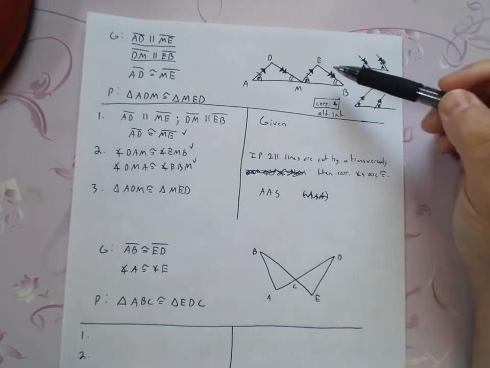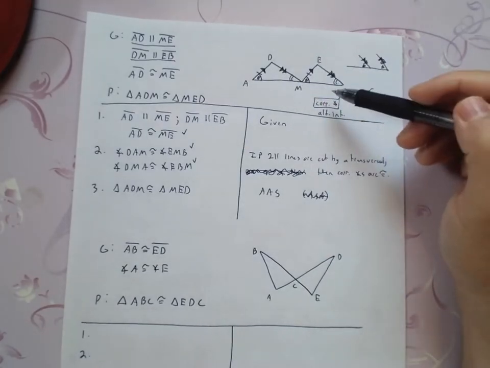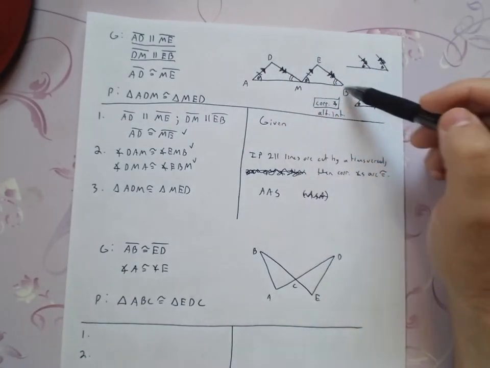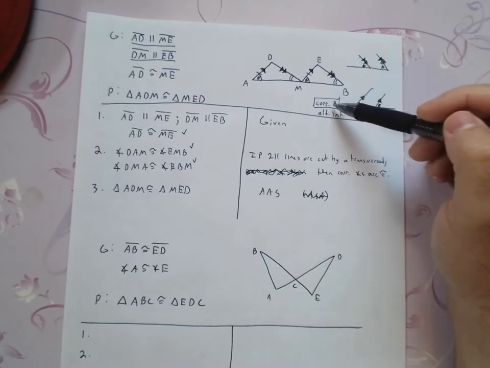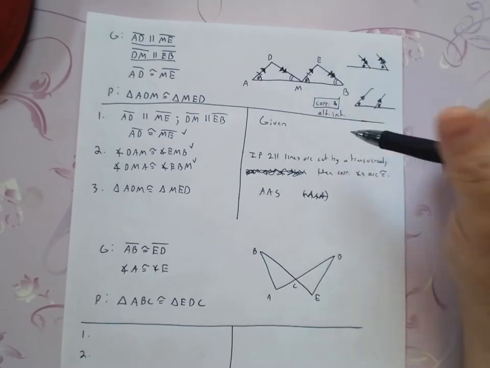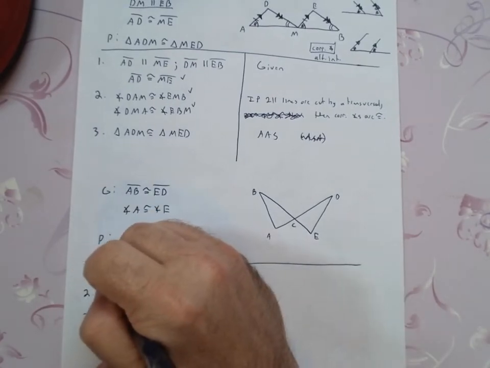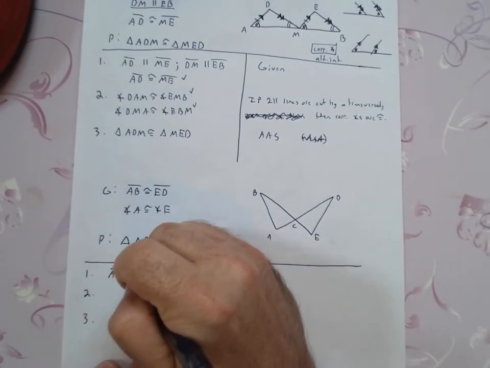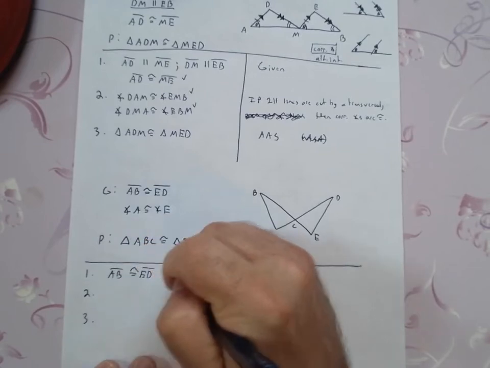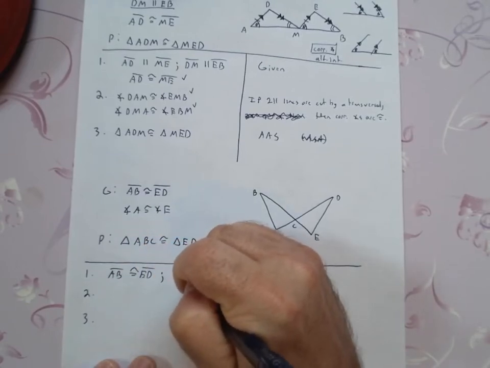So the parallel ones, you just got to be careful. Usually when you got mountain triangles, this is where you're going to see those corresponding angles pop up on you. Okay. All right, down here we've got segment AB congruent to segment ED, and we got angle A congruent to angle E.